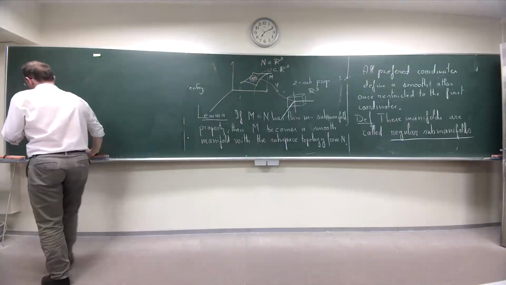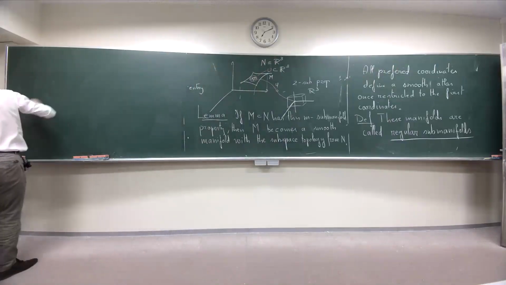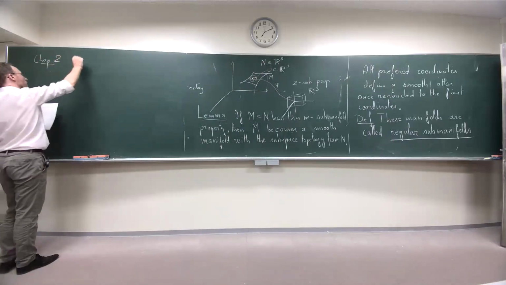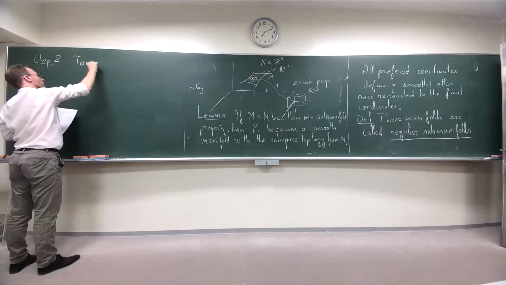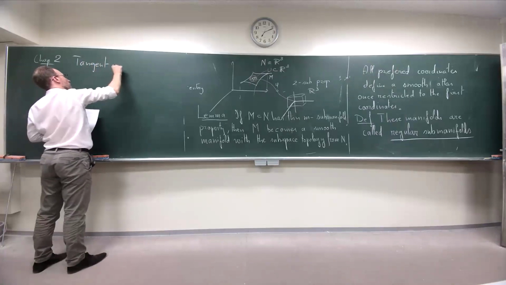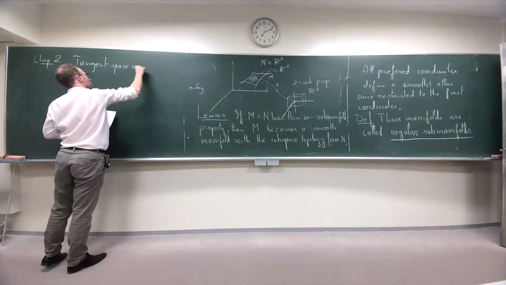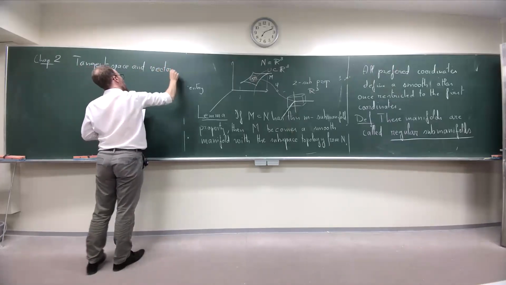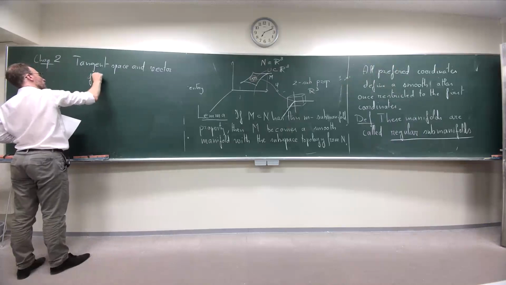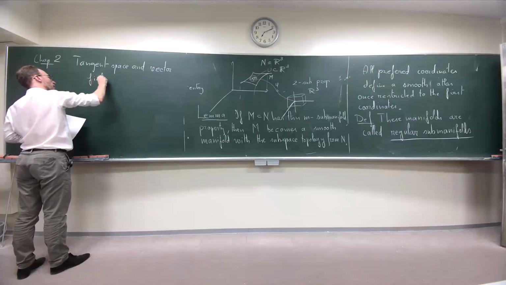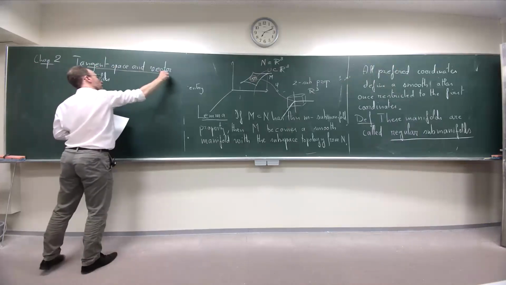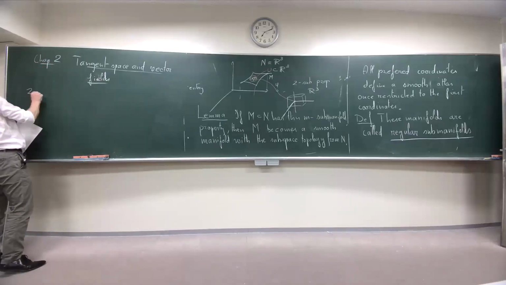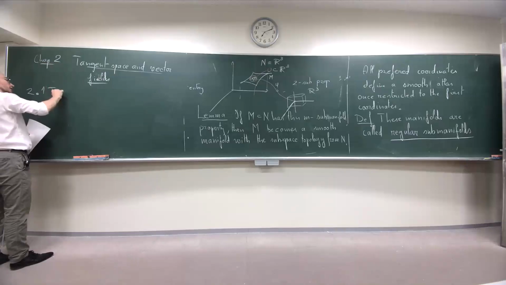Okay, now I want to define two new objects. This is chapter 2, which are called the tangent space and what is called a vector field. So probably in calculus 2, you have heard about these two things. We will make them more general. So the first part is 2.1. It's about tangent space.